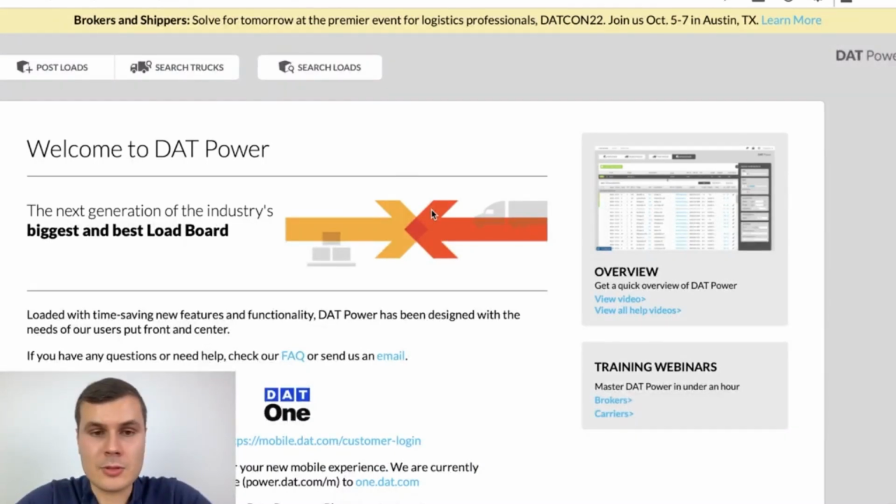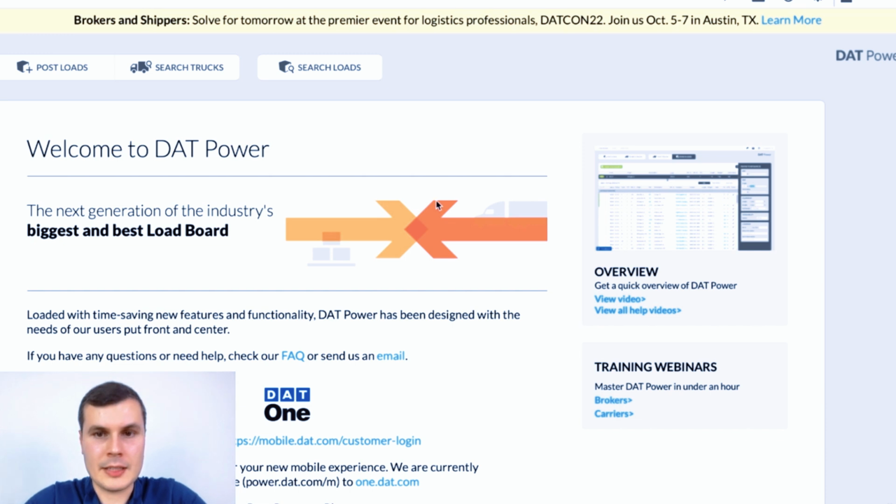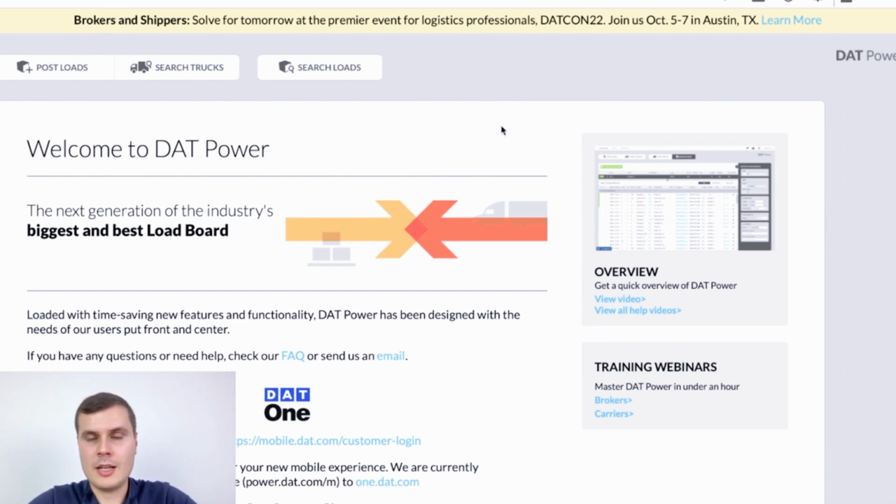Okay, after looking at DAT trend lines, I logged back into the DAT load board. You will notice that this one looks a little bit different. For previous demonstrations, I was using DAT Tracker's Edge, and now I'm using DAT Power.